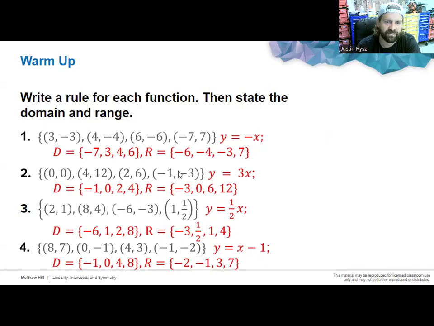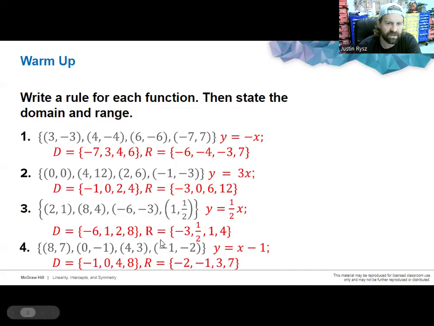The dependent variable is 3 times the independent variable. The domain, we start with the smallest number here, -1, 0, 2, 4. Range, -3, 0, 6, and 12. Okay, and the next one here, if we look, 2 goes to 1, 8 goes to 4. We're cutting those in half. So the equation would be y equals 1/2 x.